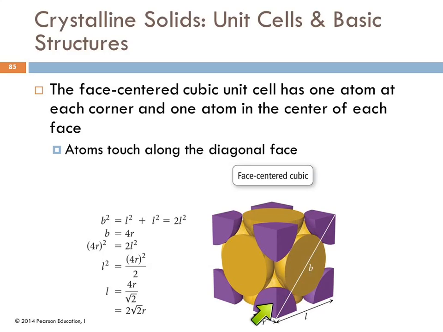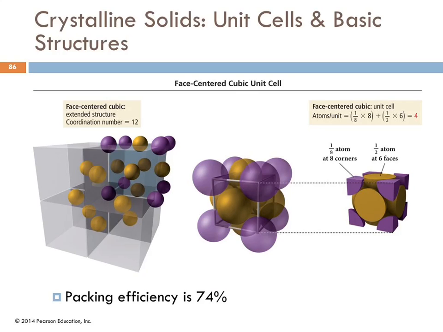So we use angles and geometry to find out that the length of the side is 2 times the square root of 2 times r. That r is not under the square root there. Coordination number here is 12. I guess they gave up drawing the lines to show that it's 12.